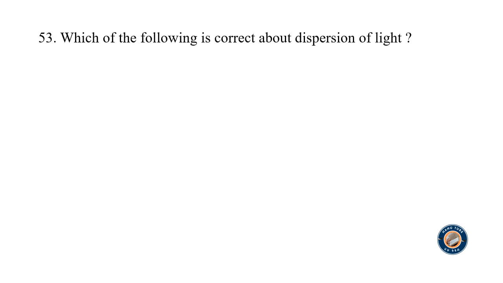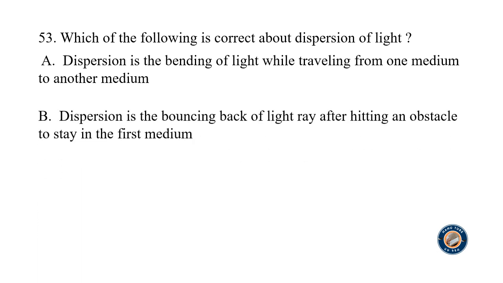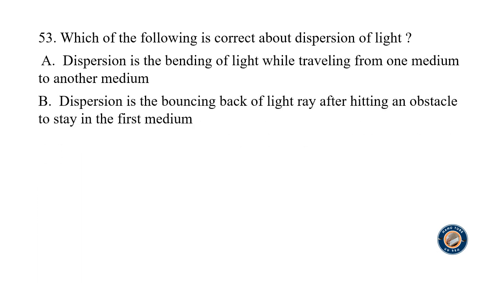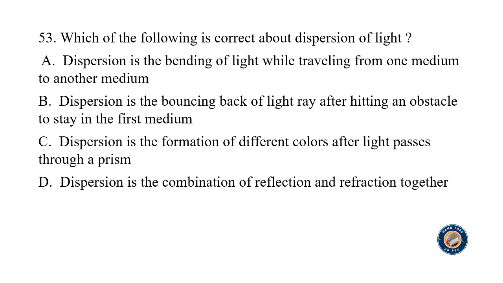Question number 53. Which of the following is correct about dispersion of light? A. Dispersion is the bending of light while traveling from one medium to another medium. B. Dispersion is the bouncing back of light ray after hitting an obstacle to stay in the first medium. C. Dispersion is the formation of different colors after light passes through the prism. D. Dispersion is the combination of reflection and refraction together.